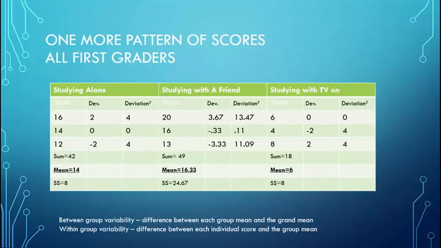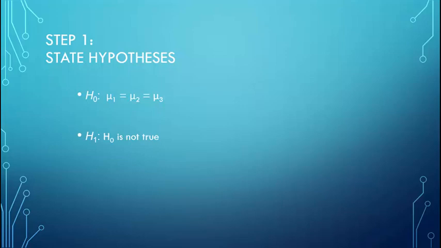Okay. One more pattern of scores. Again, we've got all first graders here, and we're looking at how type of studying affects math test scores. So studying alone, studying with a friend, or studying with the TV on. Okay, we've got the 3 people studying alone. Their mean score was 14. Studying with a friend, their mean score is 16.33. But studying with the TV on, their mean score was 6. It looks like I'm trying to send a message here about how is best to study or how is best to not study. Again, made up scores, but let's go through.